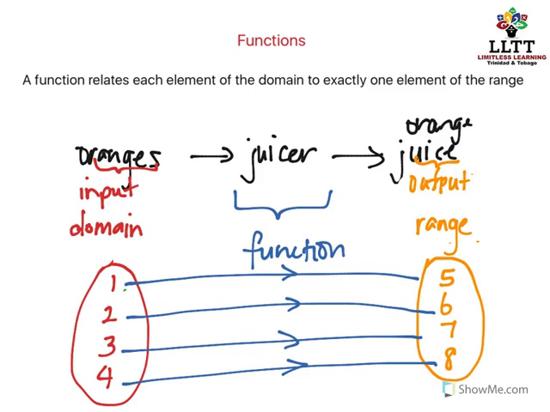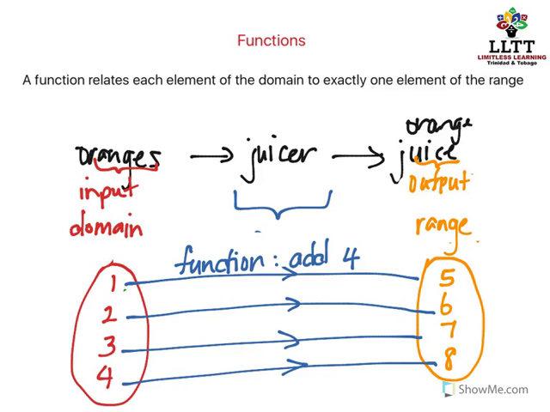Now, what takes us from the number 1 to the number 5? Well, if we add 4 to 1, we end up with 5. If we also add 4 to 2, we end up with 6. If we add 4 to 3, we end up with 7. And if we add 4 to 4, we end up with 8. So our function, in this case, is going to be adding 4.